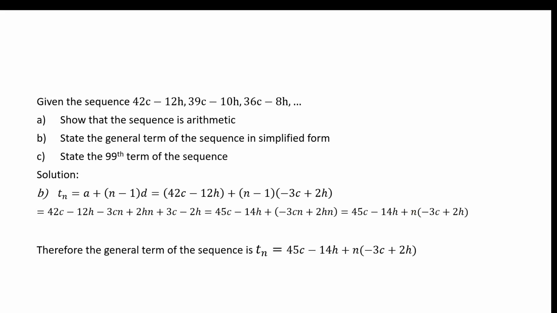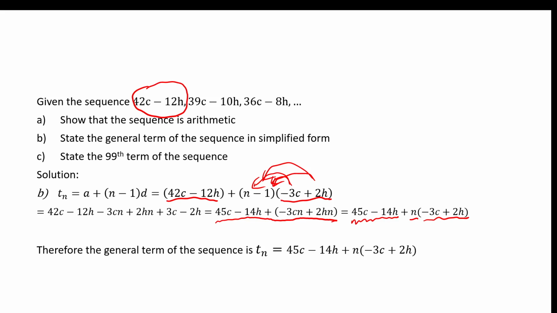Now let's get the general term of that sequence. We know a will be 42c minus 12h. It's the first term. So we plug that in for a, and for d, we plug in negative 3c plus 2h, and we're now going to distribute. When we do that, we end up with 45c minus 14h minus 3cn plus 2hn, and factoring out the n, because we like to set it up so that n is a factor of that second term, we can say that 45c minus 14h plus n times negative 3c plus 2h is our general term.